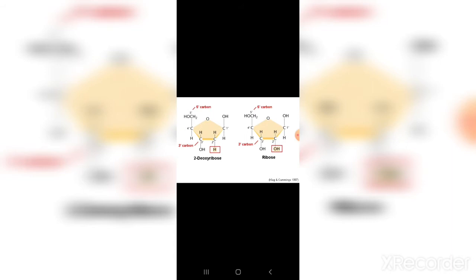Now before coming to the basic structure of DNA, we need to know a few things, right? What is basically a DNA made up of? A DNA is actually made up of three things. The first one is the pentose sugar. The second one is the nitrogenous base, and the third is a phosphate group. Okay, if you go through the picture, first we'll go through what is a pentose sugar.